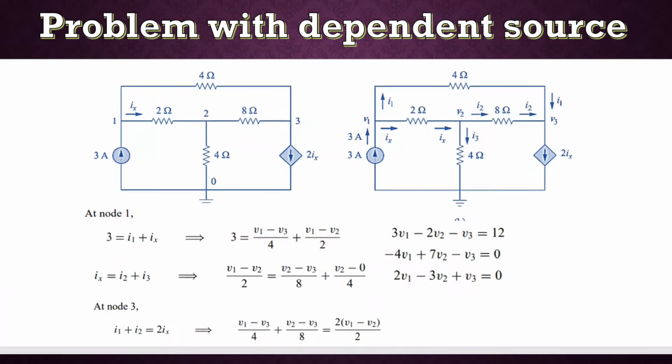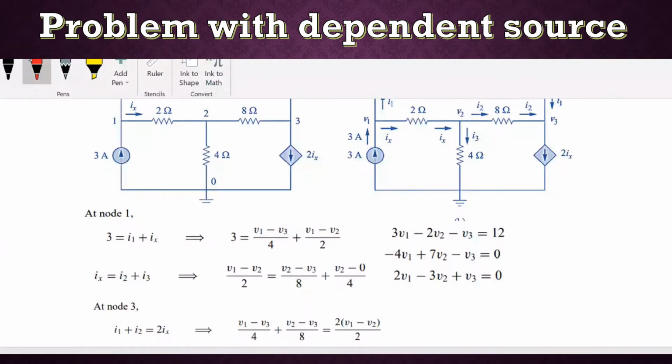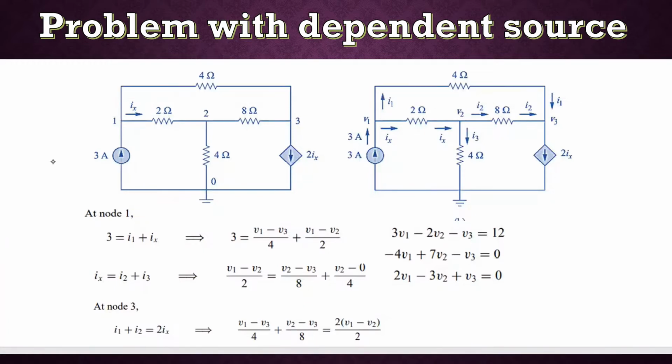So let us solve this problem now. In this, we can find how many sources? This is one source, and this is another source. 2Ix is the dependent source, and 3 amperes is the independent source.